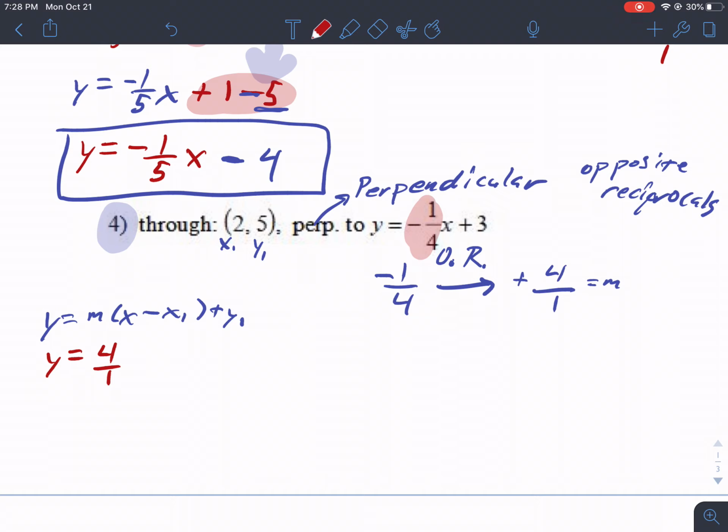One thing I want to point out, 4/1 is the same thing as 4, so it doesn't really matter. I'm just gonna do this as 4, because it looks easier for you guys, and it just makes more sense. So I'm going to put 4, parentheses, x minus 2, and then plus 5. Again, you're getting that 2, you're plugging into x1, you're getting that 5, you're plugging it into y1.